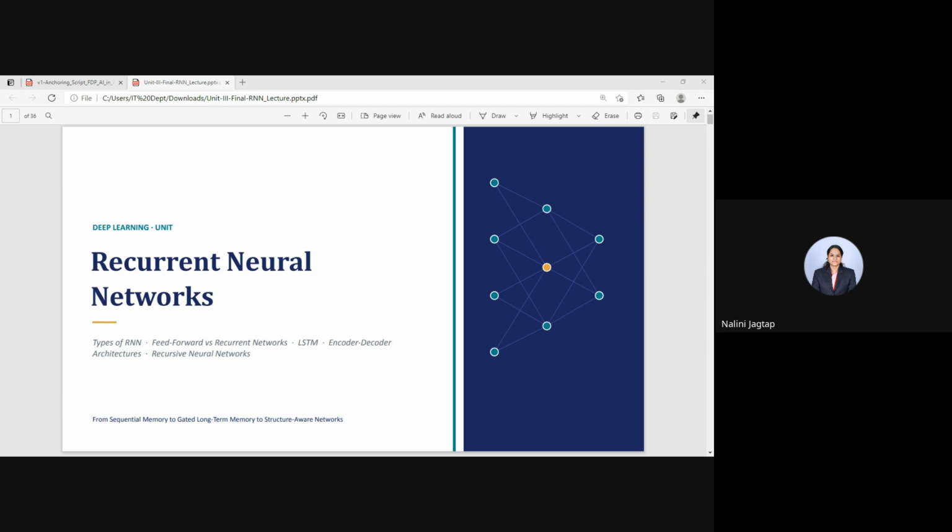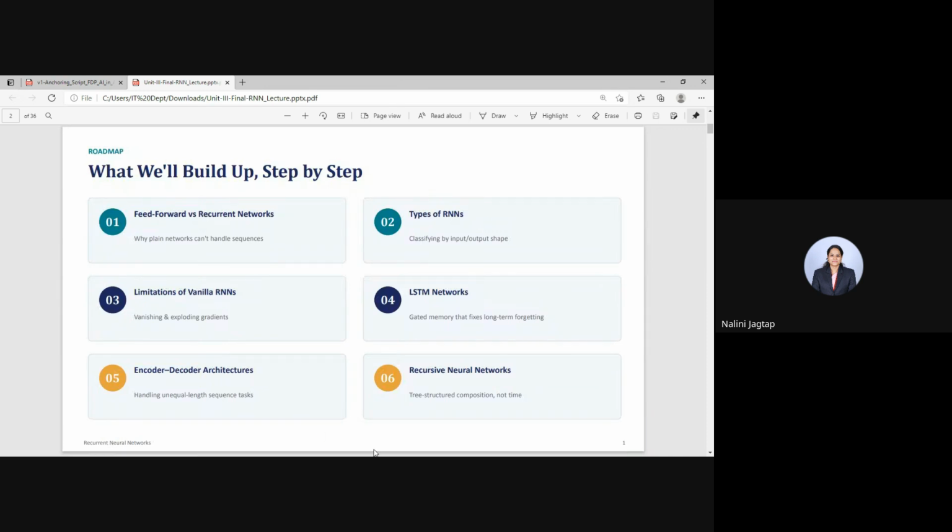Good afternoon, all. Today we will start with Unit 3, which is recurrent neural networks. It belongs to the deep learning syllabus. So before going for this recurrent neural network, let's have a little recap of what we have done in the previous units and what was there before the recurrent networks, right? So let's move ahead, and this was our agenda.